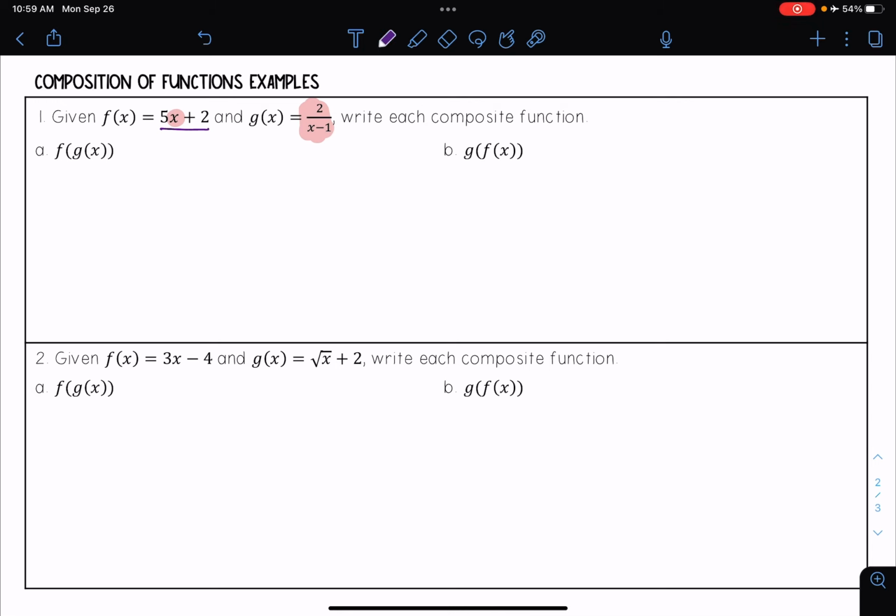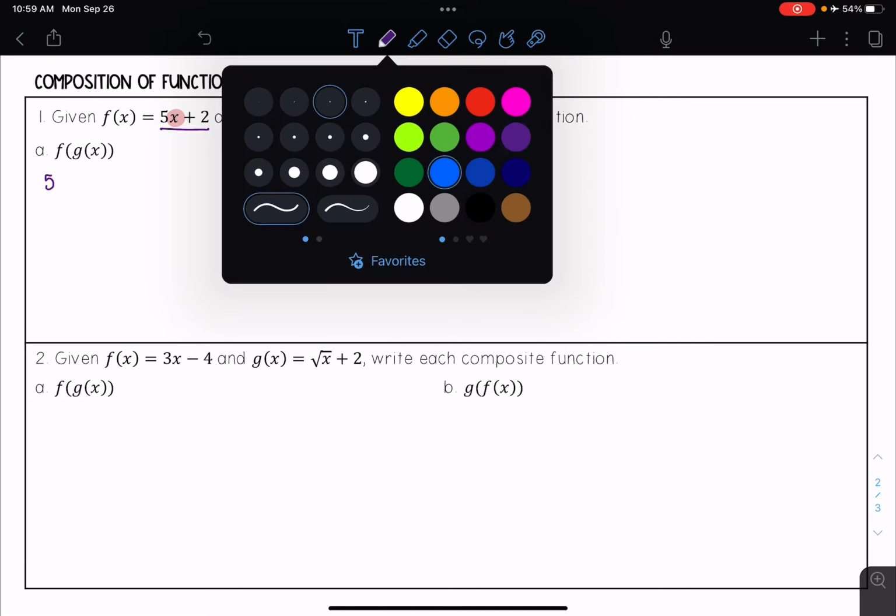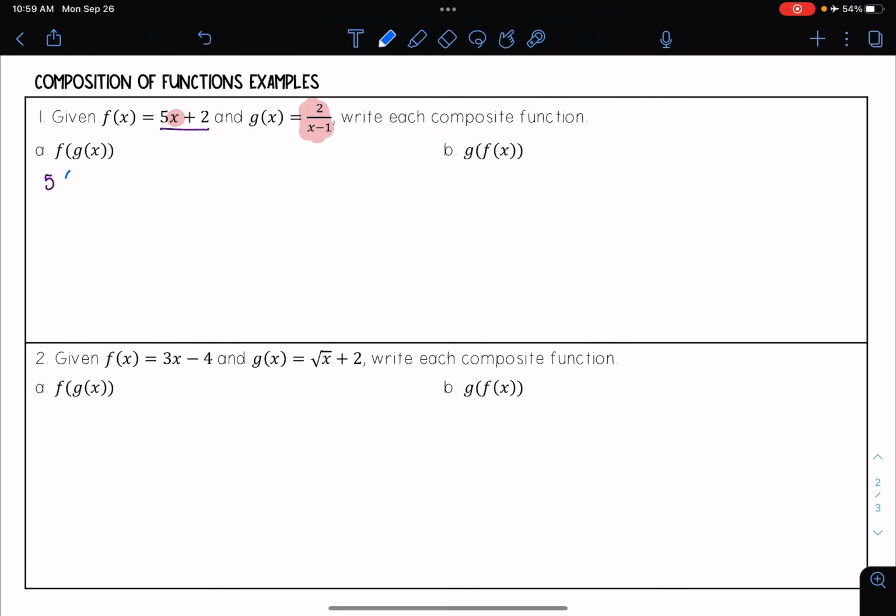This would equal 5 times g of x, which is this 2 over x minus 1, and then plus 2. So instead of 5x plus 2, I have 5 times 2 over x minus 1 plus 2. And when I simplify that, 5 times 2, I get 10 over x minus 1 plus 2.